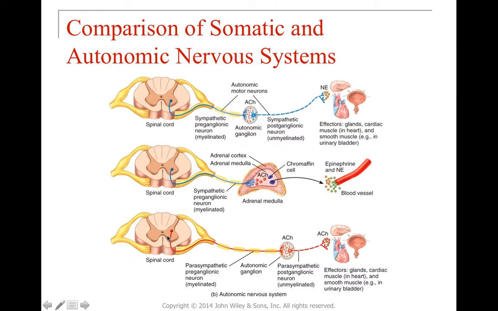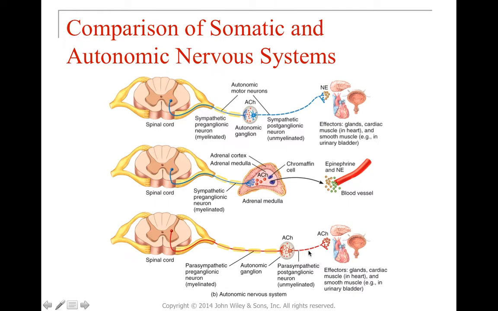Now this one on the bottom is a parasympathetic autonomic nervous system setup. So here's a parasympathetic preganglionic neuron. Again, that sounds like a lot, but it just means that it's involved in rest and digest, and it's going to be prior to reaching the ganglion. So the preganglionic neuron here, again, it's myelinated. It's going to reach the autonomic ganglion. Here it's going to release acetylcholine.